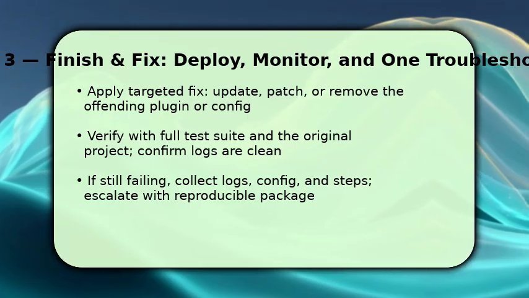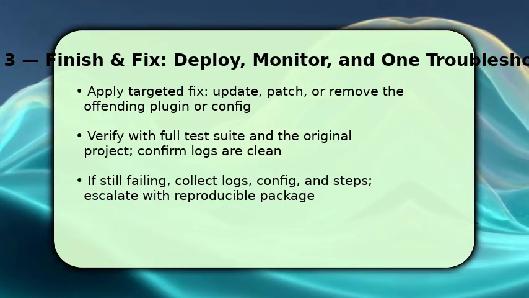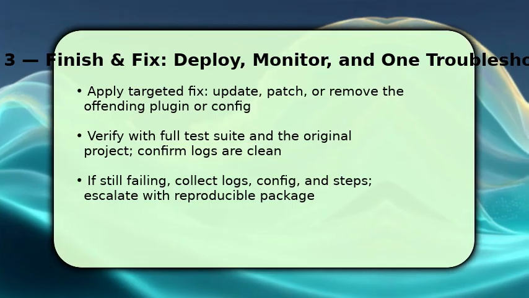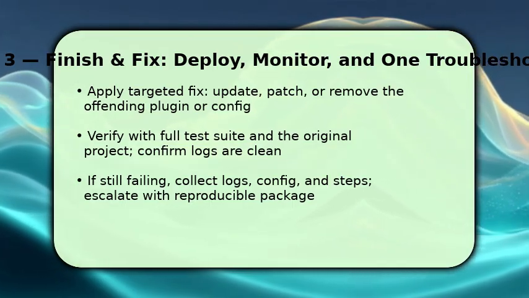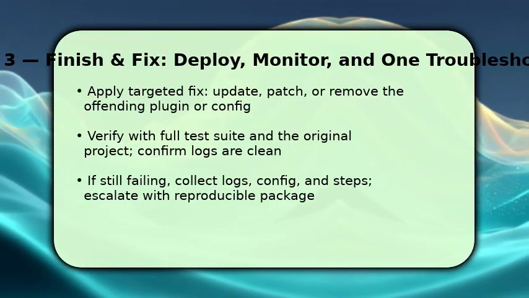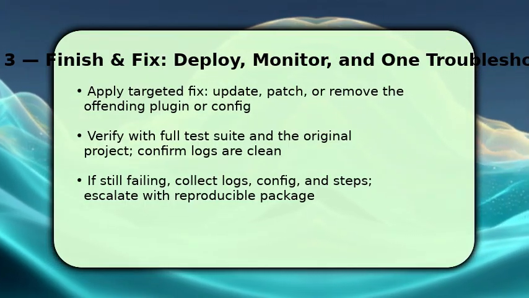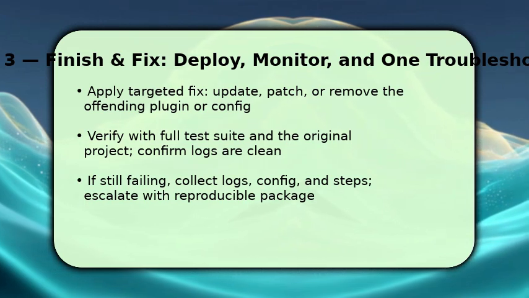If the bug persists, make sure to collect complete logs, the minimal reproducer project, and your exact steps, then escalate to support or the issue tracker. One quick troubleshooting tip. Try the same workflow on a rollback of the previous stable version to check.